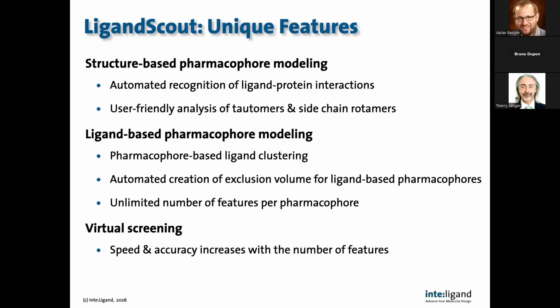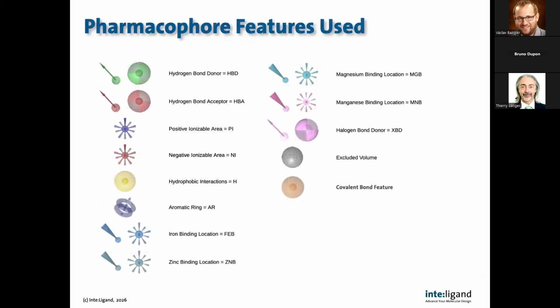So it will not try to align them if the feature count is not fulfilled. So this makes screening of very large libraries very efficient. Speed and accuracy increase with the number of features. So what kind of features do we have?